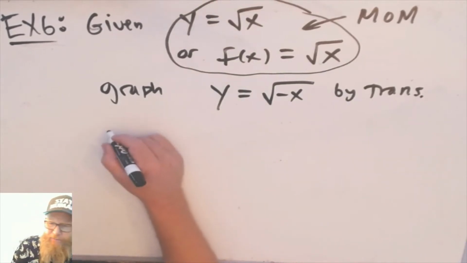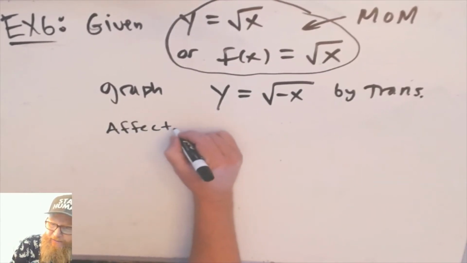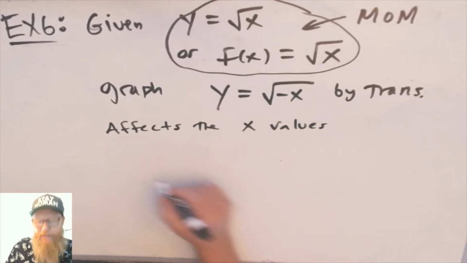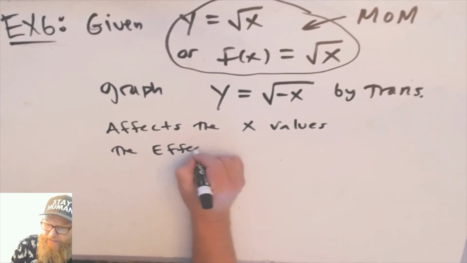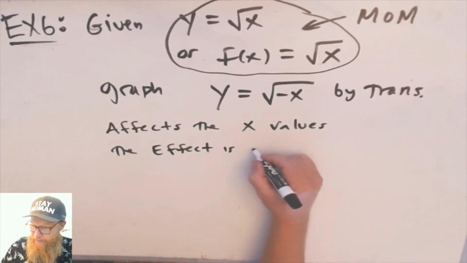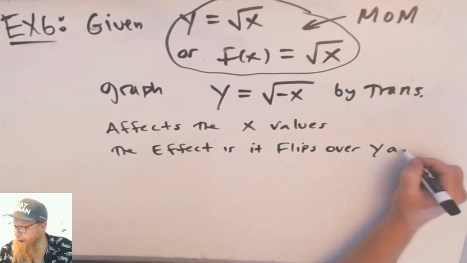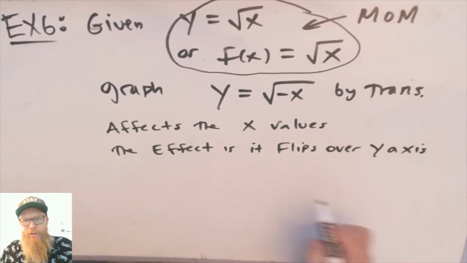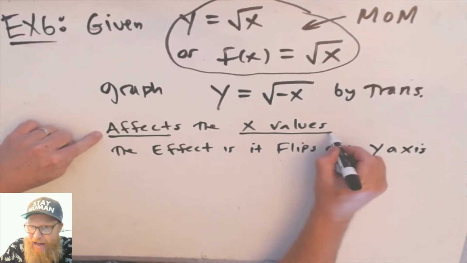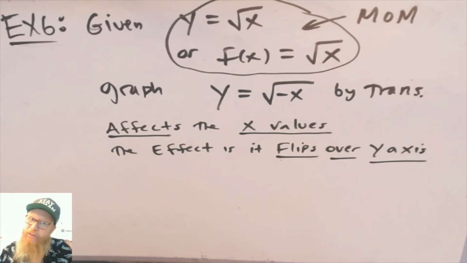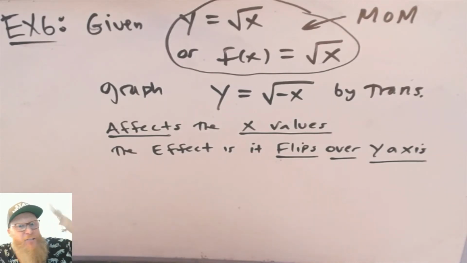So this time, it affects the x values. The effect is it flips over the y-axis. So notice, it's affecting the x values, but it's flipping over the y-axis. Oh, that drives people crazy. I can't tell you how many times I've been in the classroom and my class just goes, what's going on? I thought x, y, I'm so confused, right?